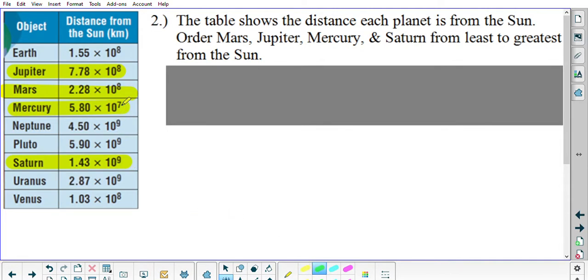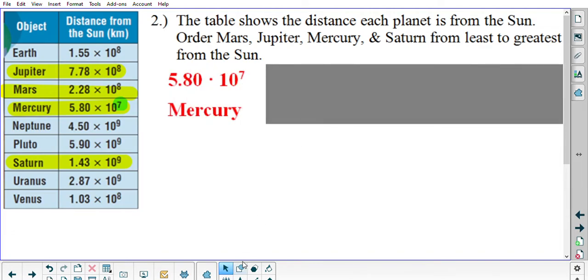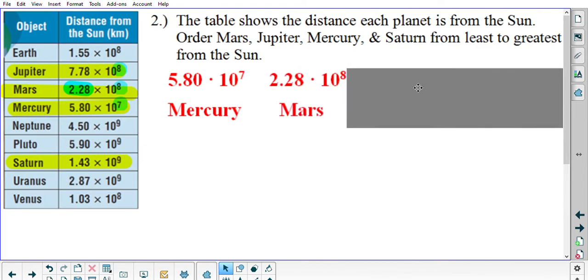Well, the least is going to be the one that has the lowest power of 10, which was Mercury, only taken times 10 to the 7th. So that is the smallest. Who's the next smallest power of 10? That would be a tie, both Mars and Jupiter are taken times 10 to the 8th. Which one has the smaller factor? That would be Mars, only 2.28, whereas Jupiter's is 7.78. So Mars is next, then Jupiter.